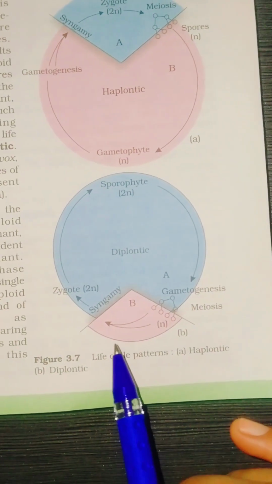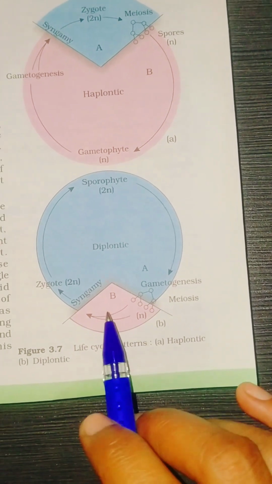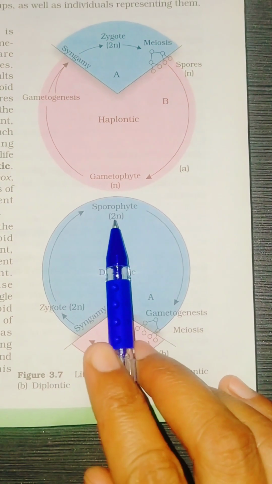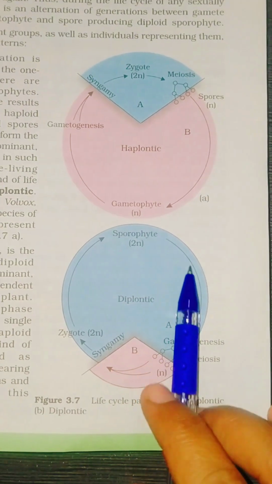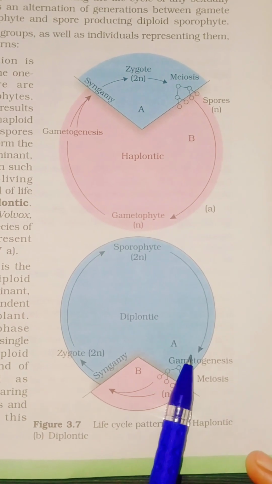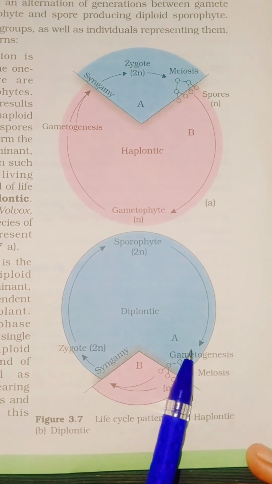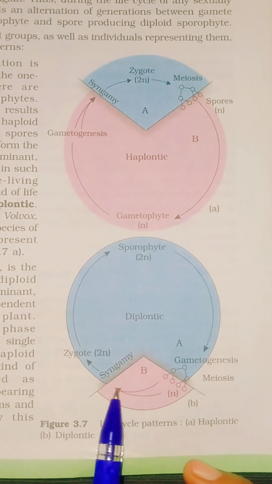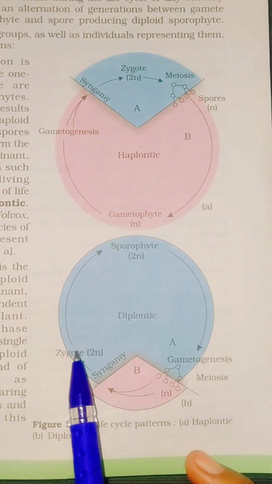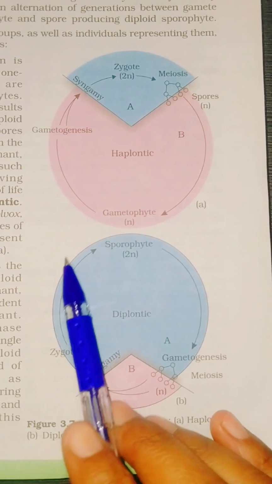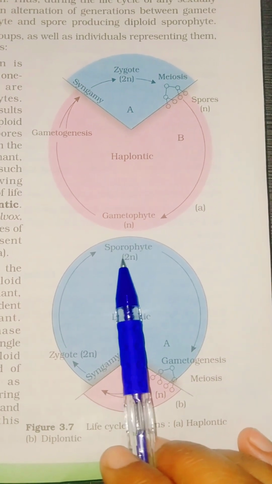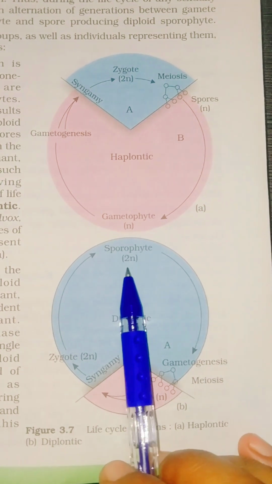Next type of life cycle is the diplontic life cycle. Here the main plant body is sporophytic, and there will be gametogenesis. There will be the formation of gametes. Again, the process of formation of gametes is called gametogenesis, and there will be fusion of these gametes, that is called the syngamy, and there will be a production of zygote, and this zygote will develop into sporophyte. So the examples here are the seed bearing plants like gymnosperms and angiosperms.